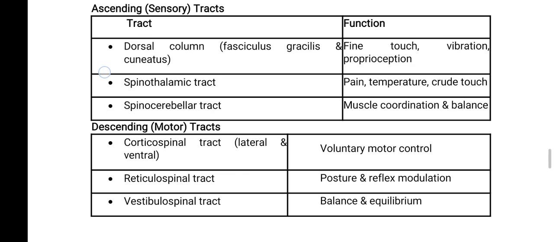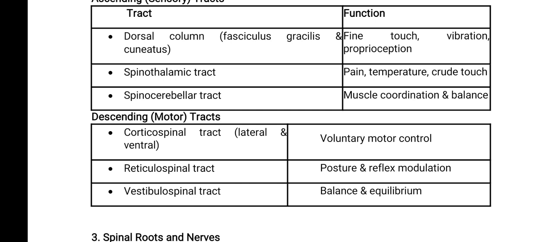Now, for the descending motor tracts, we have the corticospinal tract. It has both the lateral and ventral parts, and it is majorly involved with voluntary motor control. Then the reticulospinal tract, which is involved with posture and reflex modulation, maintaining posture and controlling reflexes. Then the vestibulospinal tract, which is involved with balance and equilibrium.